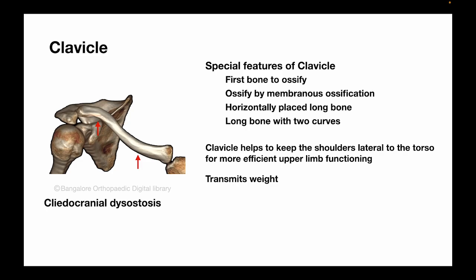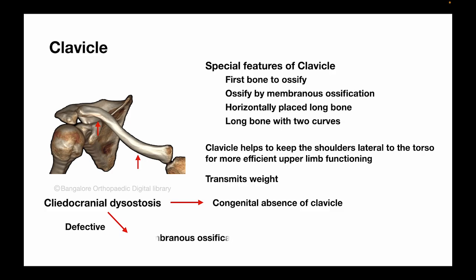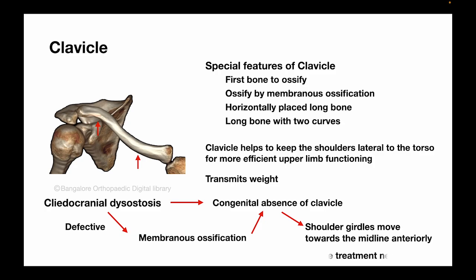A quick note on cleidocranial dysostosis or dysplasia. It's congenital absence of the clavicle. It is an autosomal dominant condition where there is a defect in the membranous ossification. Here, the shoulder moves towards the midline. The shoulder deformity will not need any further treatment as the functionality is reasonably well preserved.